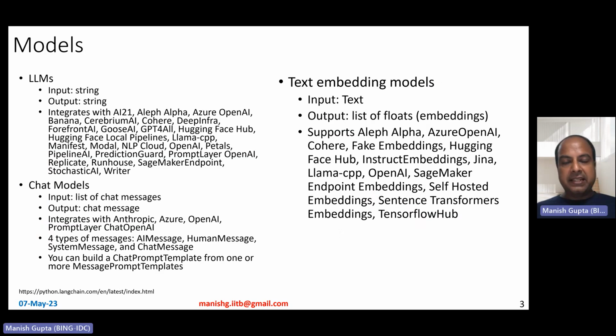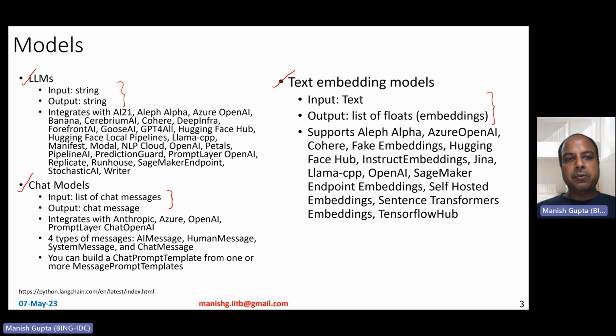Models. LangChain supports three different kinds of models: large language models, chat-based models, and text embedding models. Large language models take input as a string and output a string, right? Chat models take input as a list of chat messages and output a chat message. Text embedding models take input as text and output a list of floats, that is, embeddings.